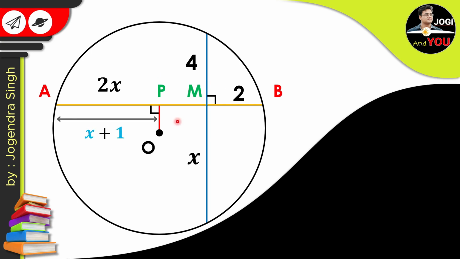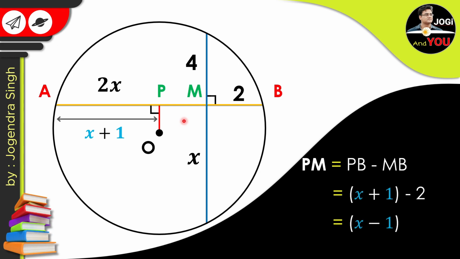Now let's talk about this PM, this small part. You will get it after some time why we are doing this, but now just see. So how to calculate this PM? PM is equal to PB minus MB. So just replace the values in this. We got x plus 1 minus 2, which is x minus 1. So the PM is x minus 1. So replace this in the original figure. So the work of this perpendicular on the yellow chord is completed.